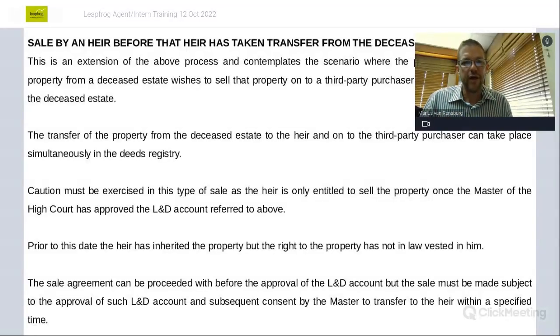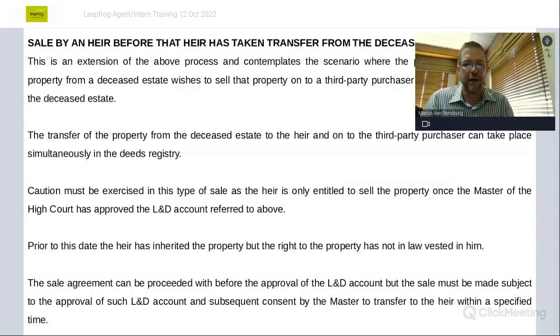The better route to go is rather to get the executor to sell the property and then have the proceeds of sale go to the heir. But sometimes the wills are drafted in such a way that this is not possible. For example, if the executor sells the property, the proceeds go into the residue of the estate, and the person entitled to inherit the property just shares in the residue and doesn't get the full value of the property. So sometimes, for technical reasons, it's not possible to do it the easy way, and we must transfer the property to the heir, and from the heir we sell the property to a third-party purchaser.